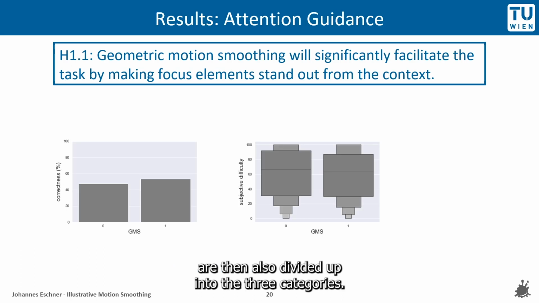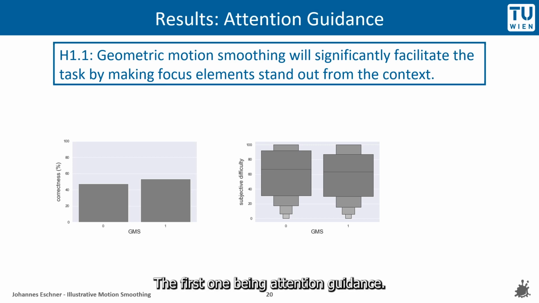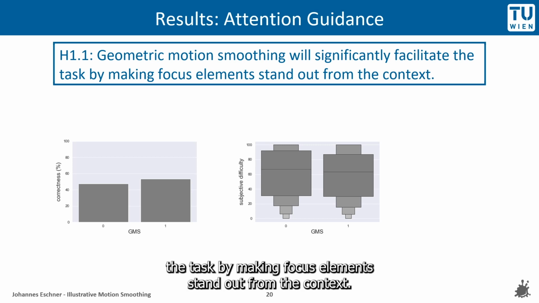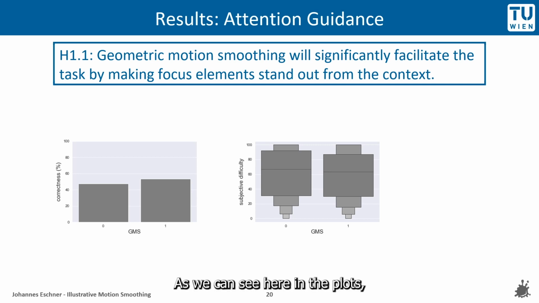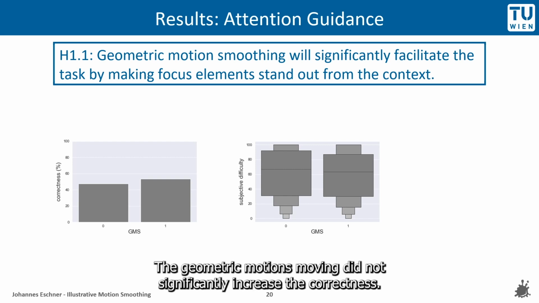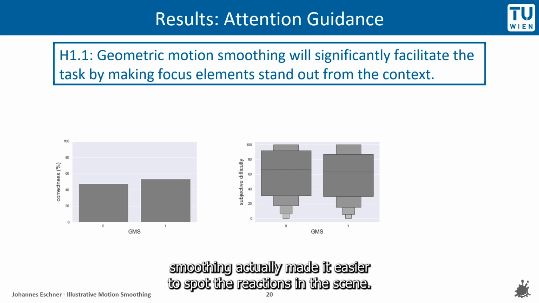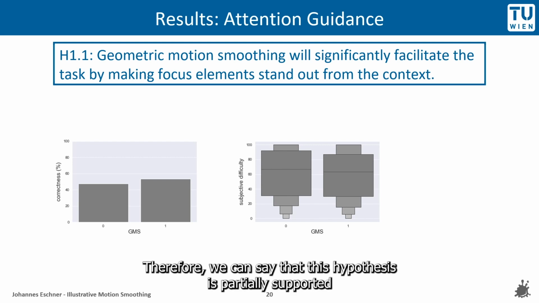The results of our study are then also divided up into the three categories, the first one being attention guidance. Here our first hypothesis was that the geometric motion smoothing will significantly facilitate the task by making focus elements stand out from the context. As we can see here in the plots, this is actually not quite the case. The geometric motion smoothing did not significantly increase the correctness. However, for the subjective difficulty, the users reported that the geometric motion smoothing actually made it easier to spot the reactions in the scene. Therefore, we can say that this hypothesis is partially supported.